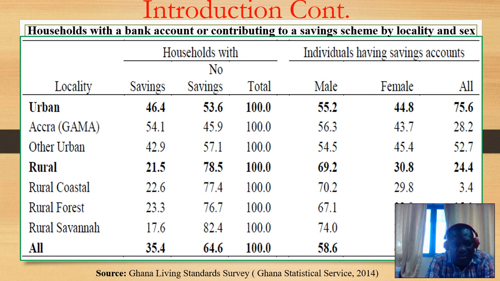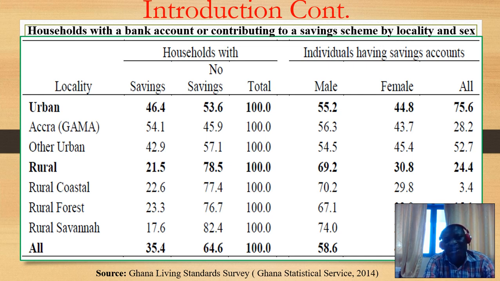In Accra, 54% are saving and 46% are not actually saving. Other urban areas indicated 42.9% who are saving and over 57% are not saving. When we come to rural areas, 21.5% are saving and 78.5% are not saving. In rural coastal areas, 22.6% are saving and above 74% are not saving.